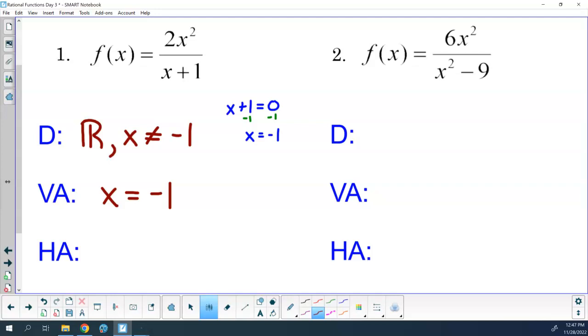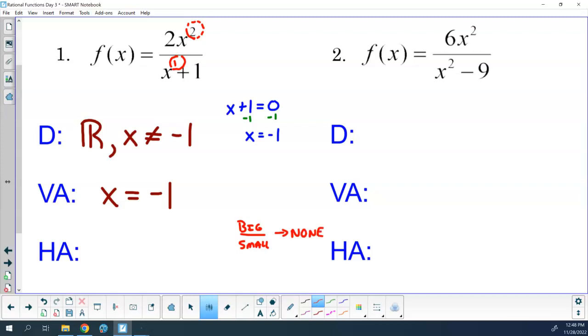Now, for my horizontal asymptote, I compare the degrees. So the degree of the top is 2. The degree of the bottom is 1. So I have big over small. And when we have a big over a small case, that's a none horizontal asymptote.